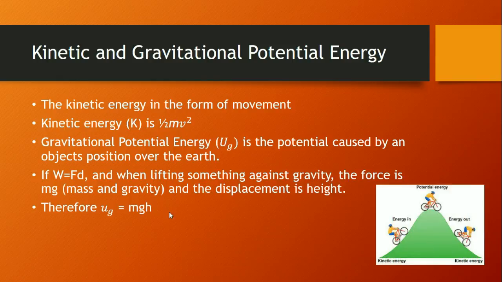Basically, this shows how energy can be converted. We have kinetic energy at the bottom. This bicyclist is moving to the right, so he has a lot of kinetic energy. Then he goes up the hill and gets potential energy in the form of gravitational potential energy. Then as he goes down, some energy from potential energy is converted back into kinetic energy. So this shows kinetic energy to potential to kinetic.